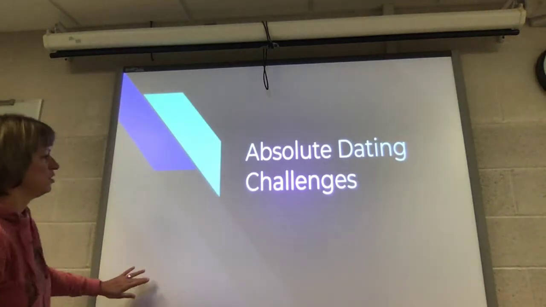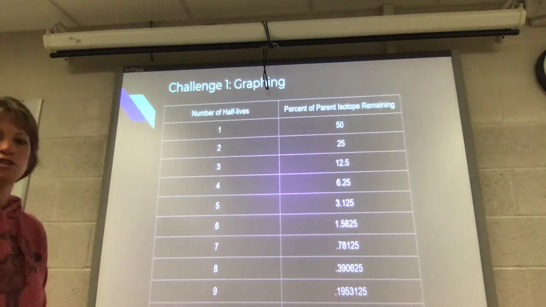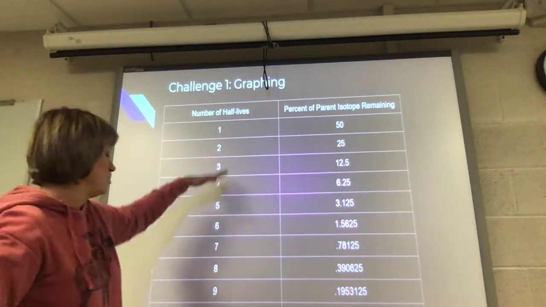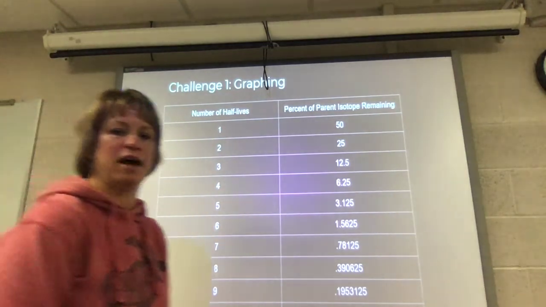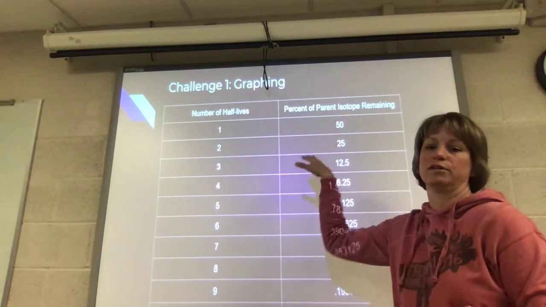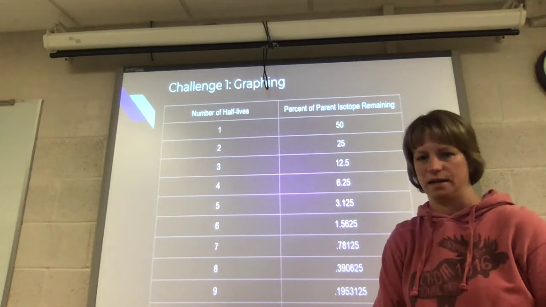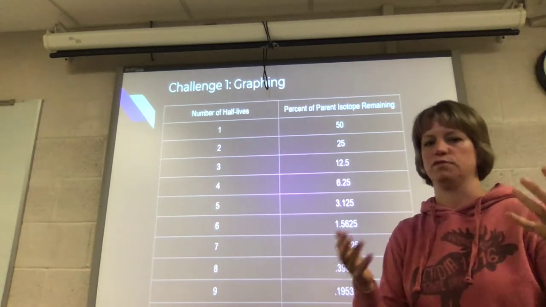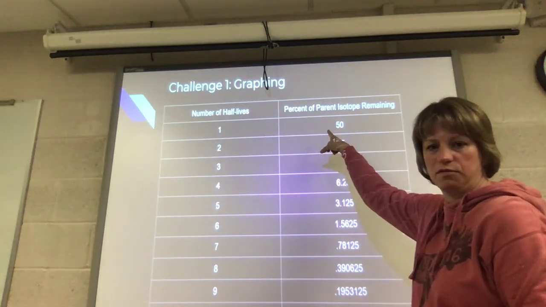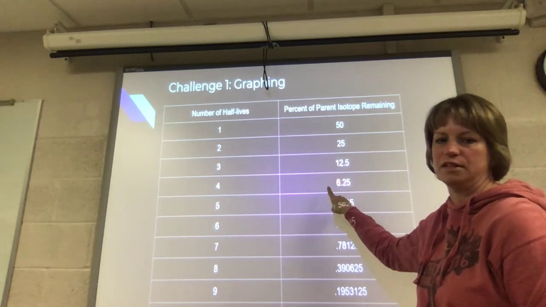And so our first challenge was actually a graphing challenge, and the numbers that you were to graph started to get crazy small, right? So what we started to do is, if we went all the way through 10 half-lives, how much of the parent isotope would be remaining? Now, I know this is kind of weird language. The parent isotope is what you start with. So with carbon-14 dating, the parent isotope means carbon-14. So after one half-life, only 50% of carbon-14 would be left, then 25%, then 12.5%, then 6.25.